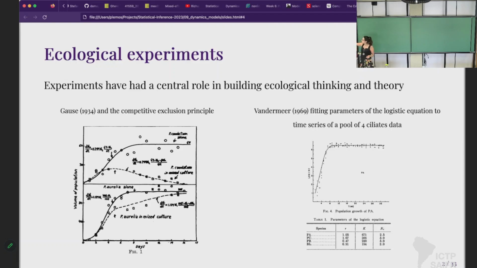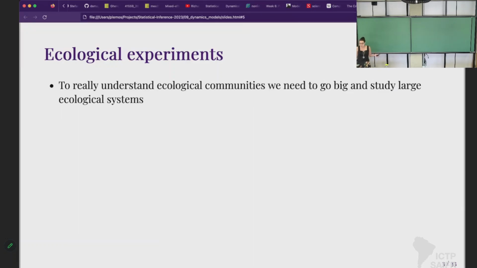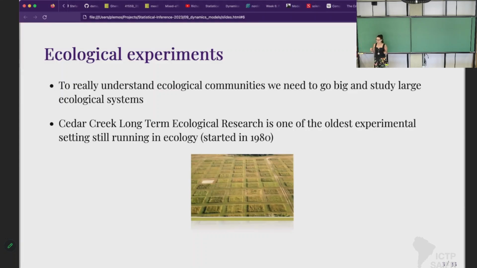But all these studies were done considering only two species or just a handful of species. We know that ecological communities are very diverse. So to really understand them, we need to go big and study large systems with many species. And it's not straightforward to go from two species to N species. One of the classical examples in ecology is the Cedar Creek long-term research experiment. This is one of the oldest experimental settings still running in ecology. One of the main researchers working with it is David Tilman. They have a lot of different plots where they grow species of plants, and they're interested in many questions regarding cycling of nutrients, coexistence, biodiversity, and how it's related to ecosystem functioning.